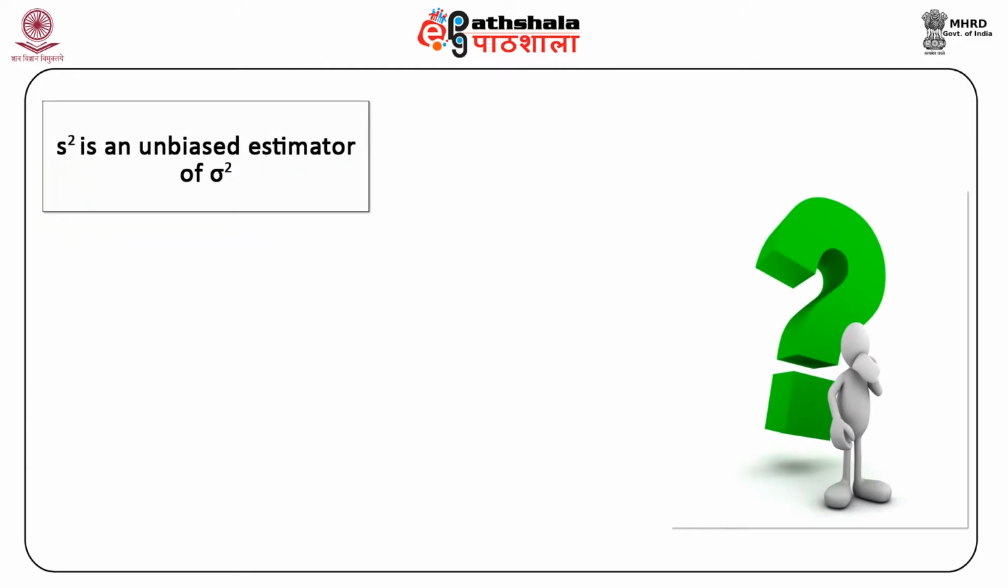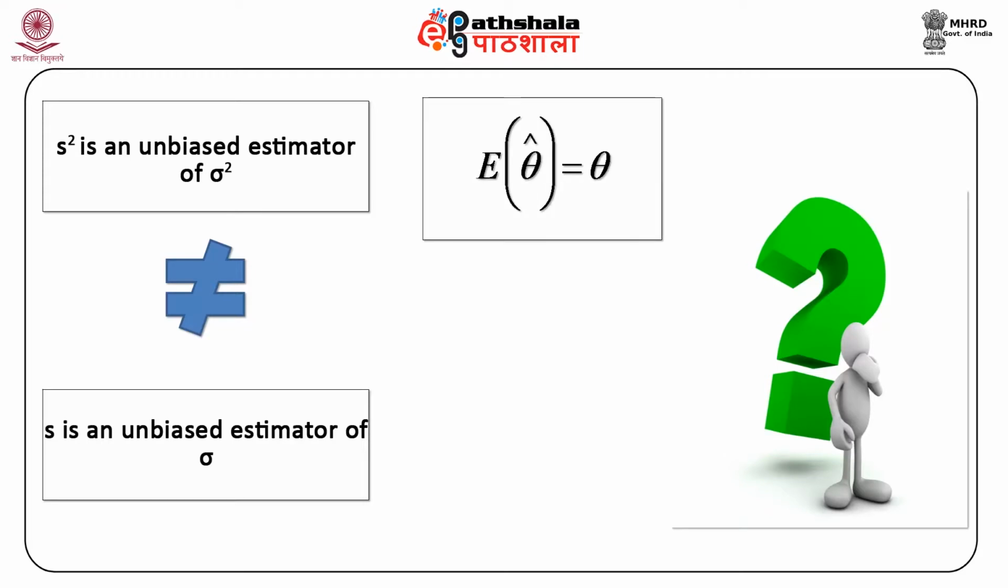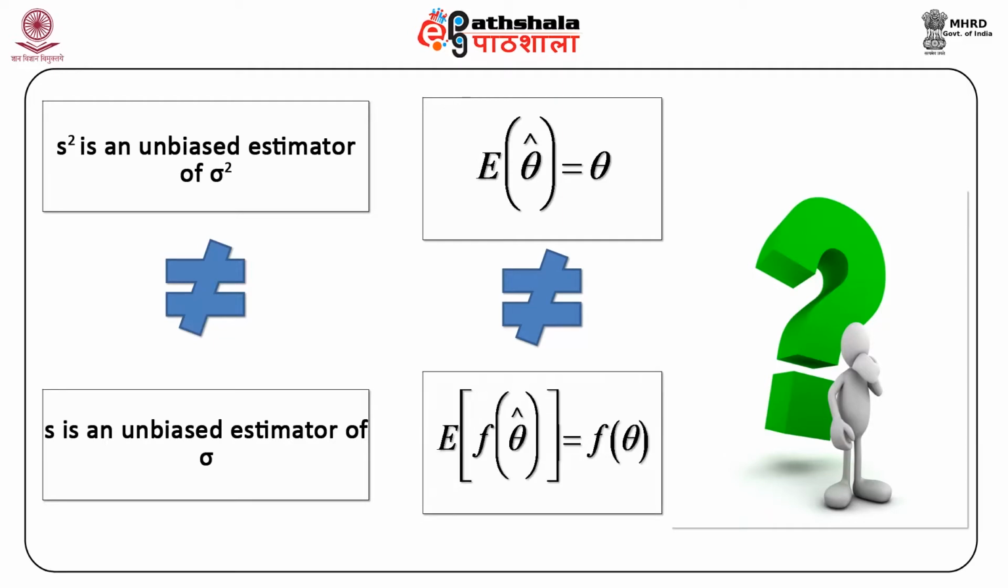Although S square is an unbiased estimator of sigma square, this does not mean that S is an unbiased estimator of population standard deviation sigma. This is because the expected value of theta hat being equal to theta does not imply that the expected value of any function of theta hat is equal to f of theta, which is a function of theta. However, the bias of S is small unless n is quite small.